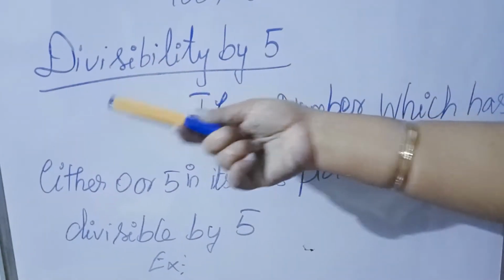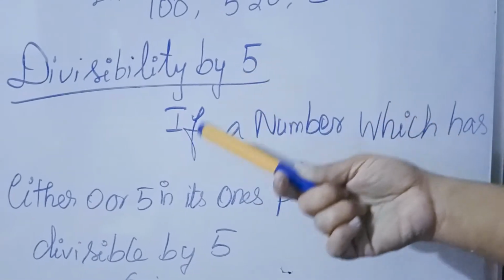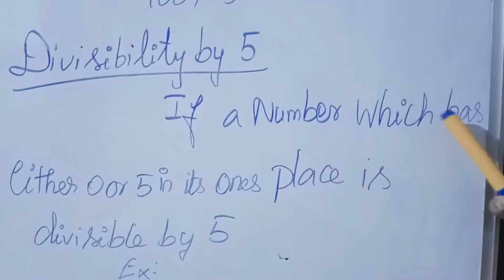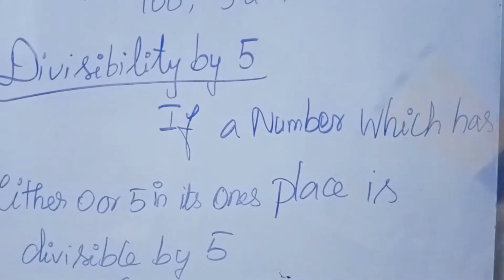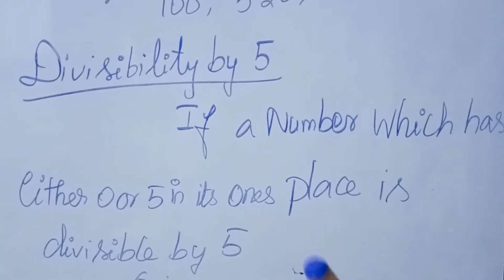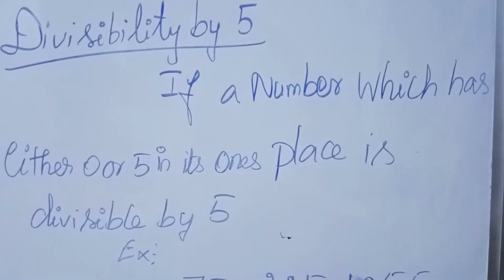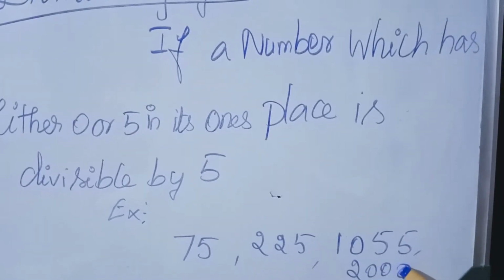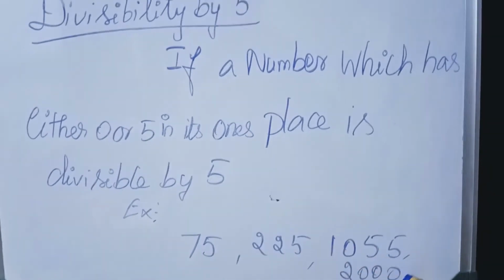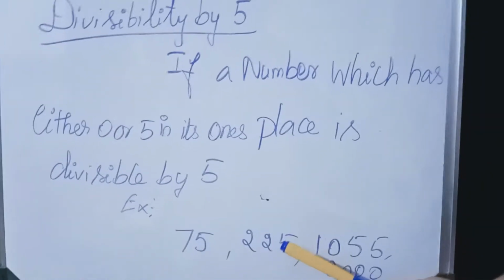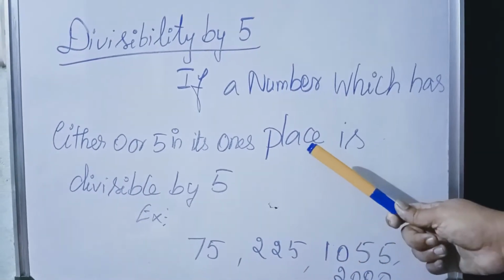Now we are going to check the divisibility rule for 5. Divisibility by 5: if a number has either 0 or 5 in its ones place, that means it is divisible by 5.